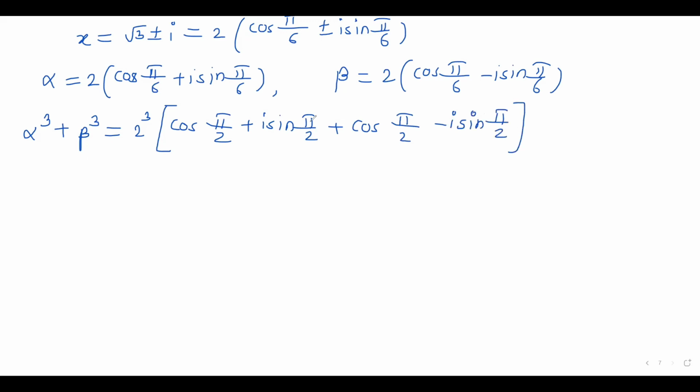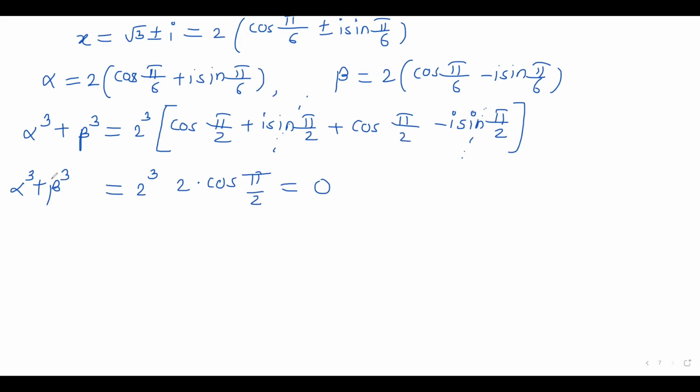Simplify this. i sin pi by 2 and minus i sin pi by 2 get cancelled. So your final answer will be 2 raised to 3 into 2 cos of pi by 2. What is cos pi by 2? That is 0. So your final answer will be 0. This is what we have to prove, and hence proved.